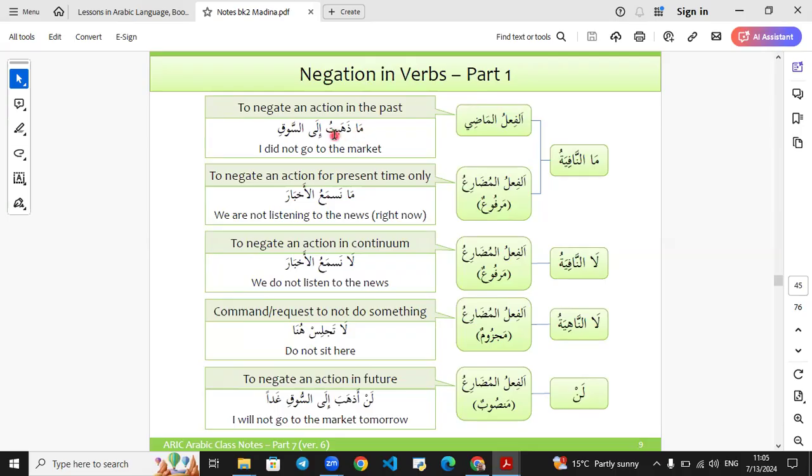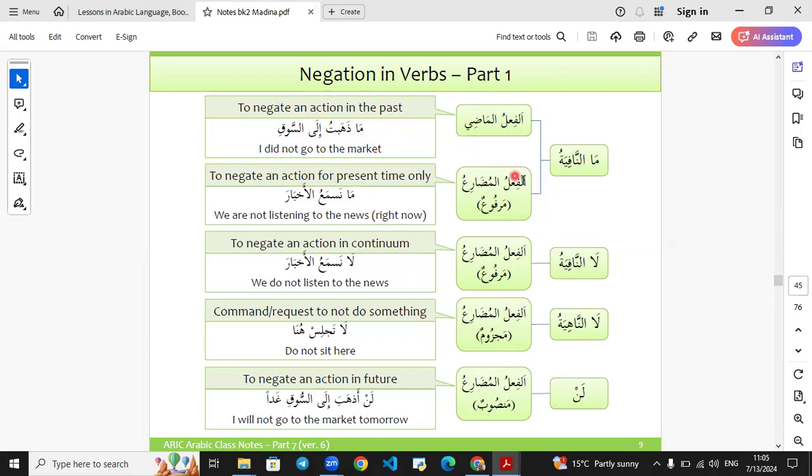So ma dhahabtu, the action here, the fi'l, is the one that we are negating. Dhahaba. So dhahabtu refers to me, the speaker. So when I want to say I didn't go, we negate using ma. This is the past tense, fi'l madhi. So we say ma dhahabtu ila suq.